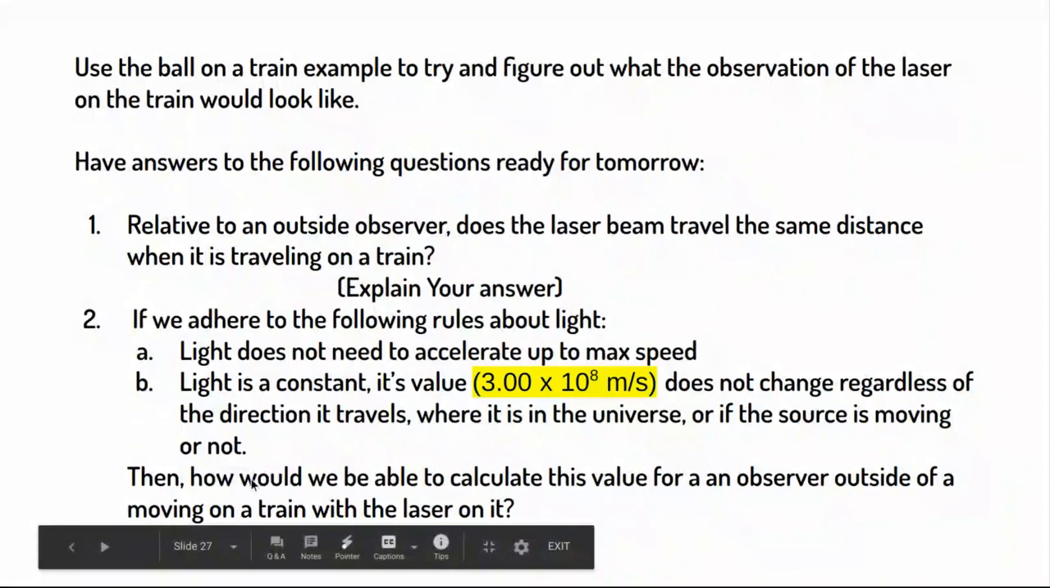Here are a couple of questions that I want you to think about and get some answers to. Make sure you have a good explanation. Be able to support whatever you come up with, and really think about what's happening with the laser on the train, and then compare that to what goes on with the ball on the train.